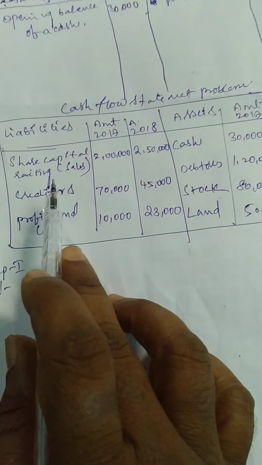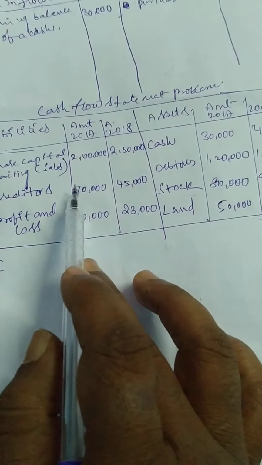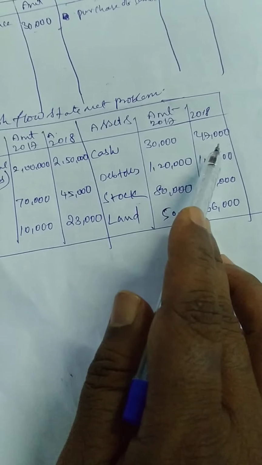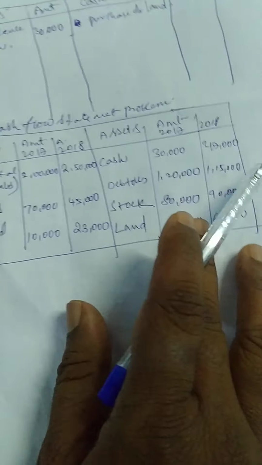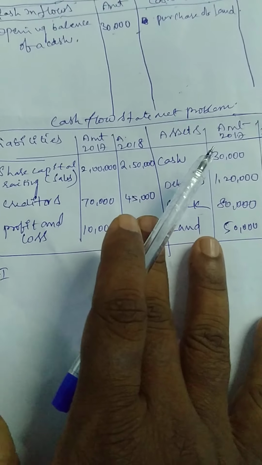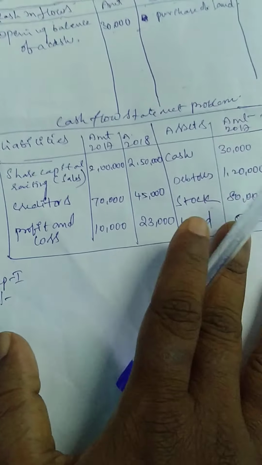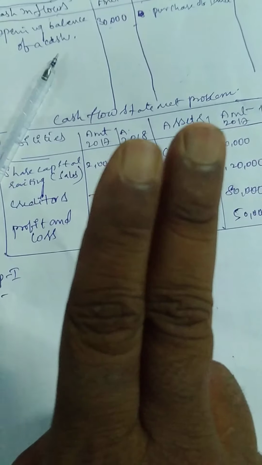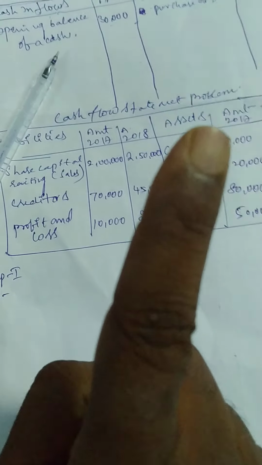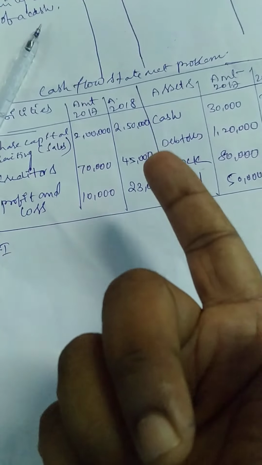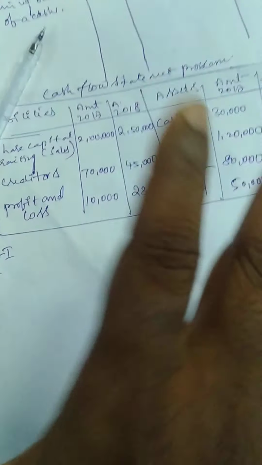So this is the question: liabilities and assets. We are given the 2017 balance sheet and the 2018 balance sheet, and the 2017 and 2018 balances of assets. This is the question, now let us find the solution. In cash flow statements, we compulsorily need to prepare two accounts. The first one is the adjusted profit and loss account, and the second one is the cash flow statement. These two accounts are compulsory.